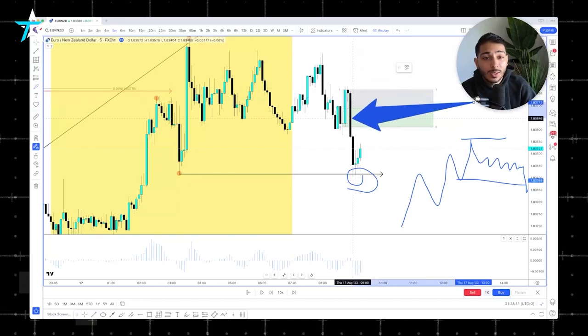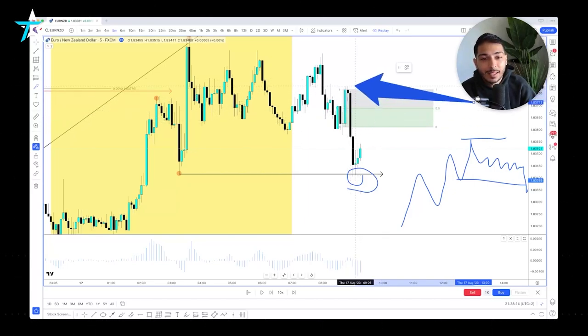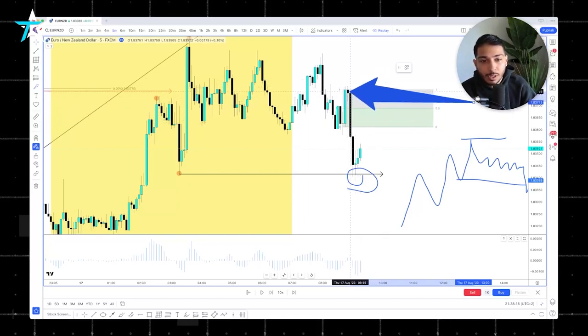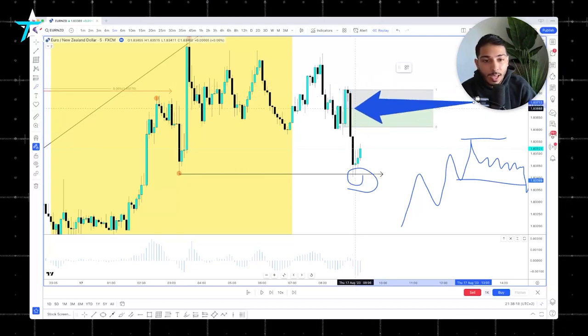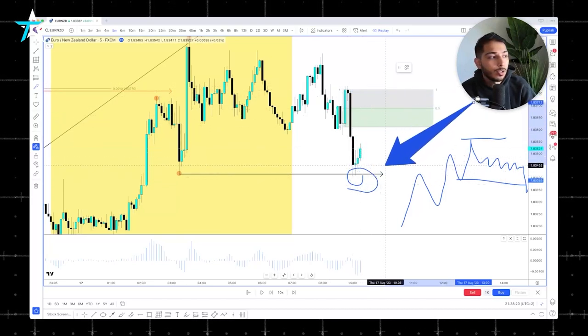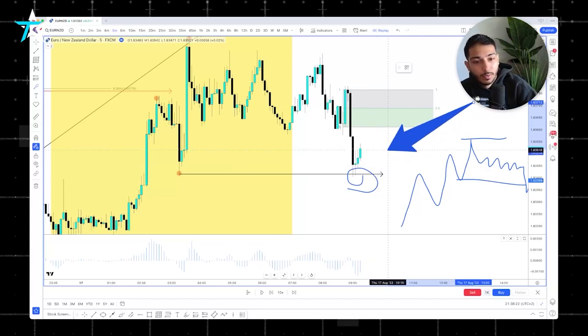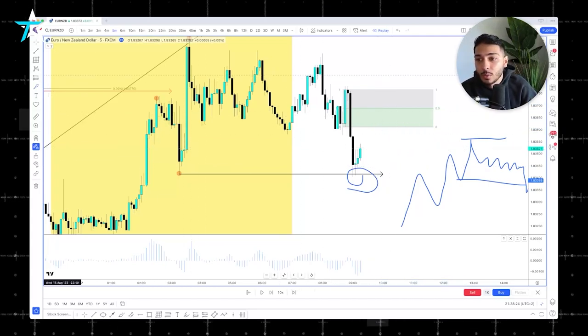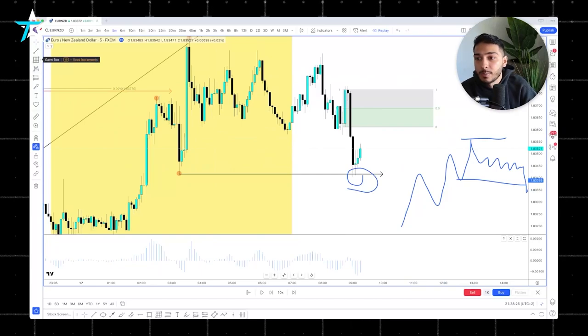Whoa. So this was the candle, right? This candle right here, bullish candle here. This was the candle that created the move down that broke structure, right? So because we see that, what we have to do is very simple.